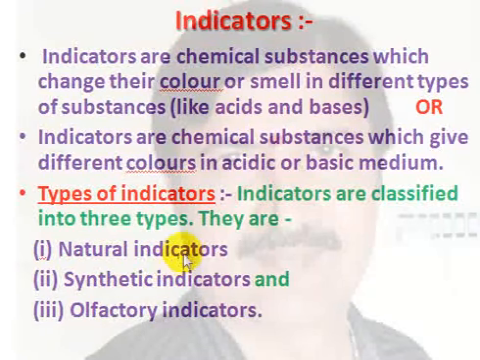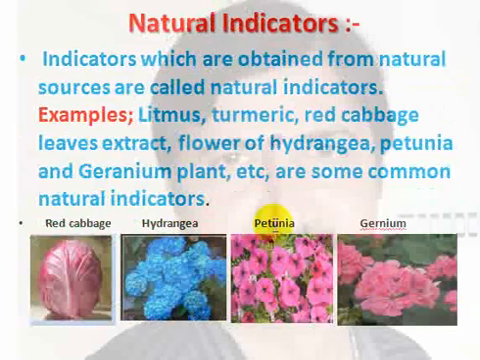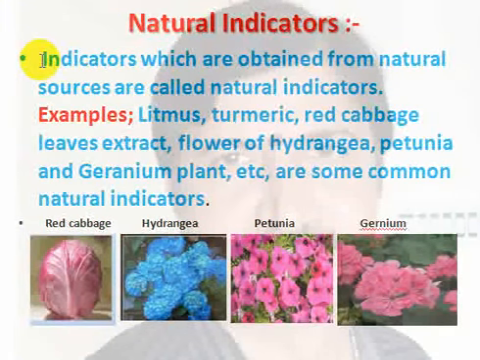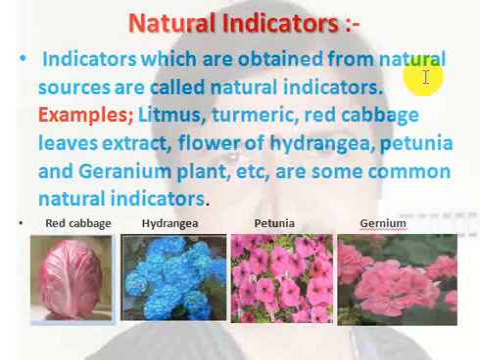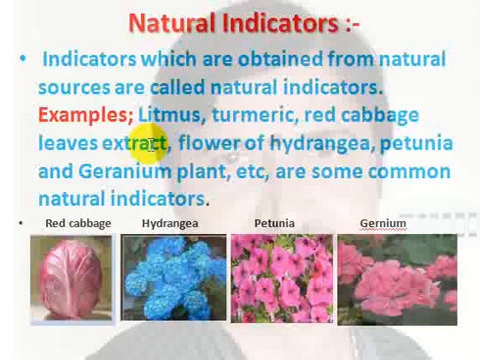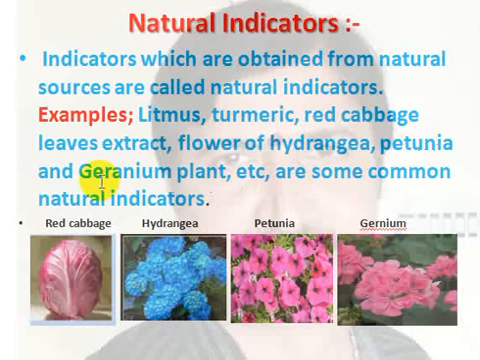Natural indicators are the natural substances. They show one color in acid and some other color in the base. So indicators which are obtained from nature are called natural indicators. Examples for natural indicators: litmus, turmeric, red cabbage. You can see the red cabbage here. Then leaf extracts of flowers like hydrangea, petunia and geranium plant. The pictures are given here. So these are some of the natural indicators.